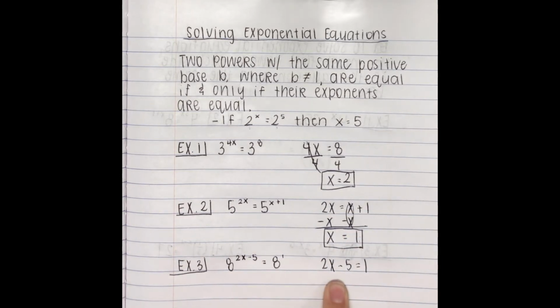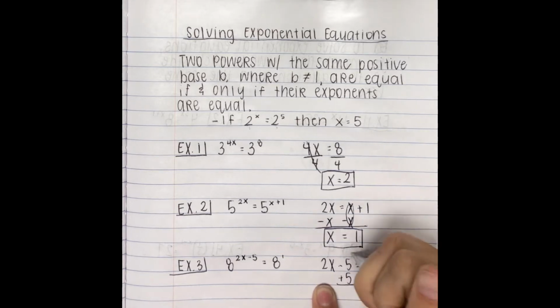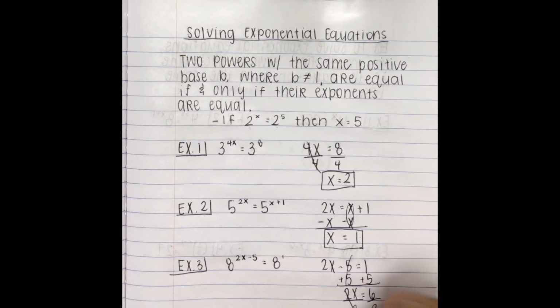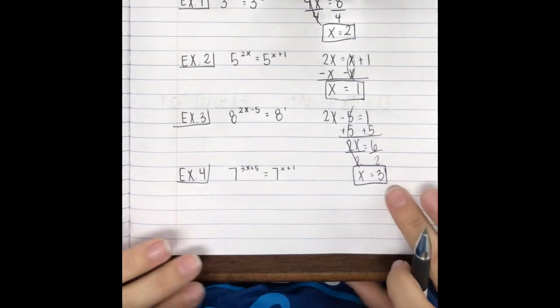And I would solve for x. So to get x by itself, I'm going to need to add 5 to both sides. So I get 2x equals 6. Divide both sides by 2. And we get that x equals 3. There we go, sorry, x equals 3.